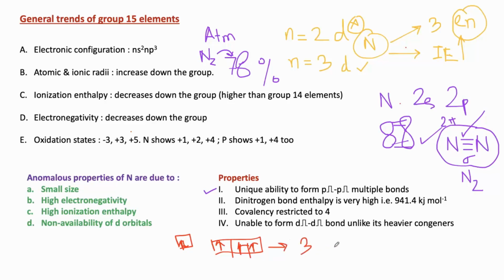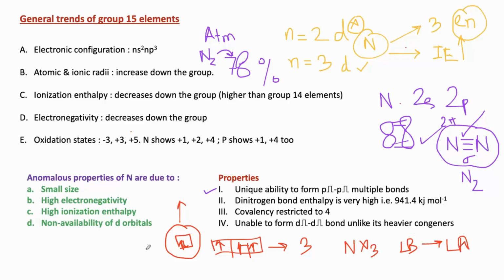But since there is no d orbital and nitrogen also has this lone pair of electrons left in the s orbital, it can be donated to another molecule or Lewis acid. That's why nitrogen containing trivalent compounds have the formula NX3. X can be hydrogen, X can be any halogen. They can behave as a Lewis base because of this lone pair of electrons, and these lone pair of electrons can be donated to a Lewis acid and form an adduct.